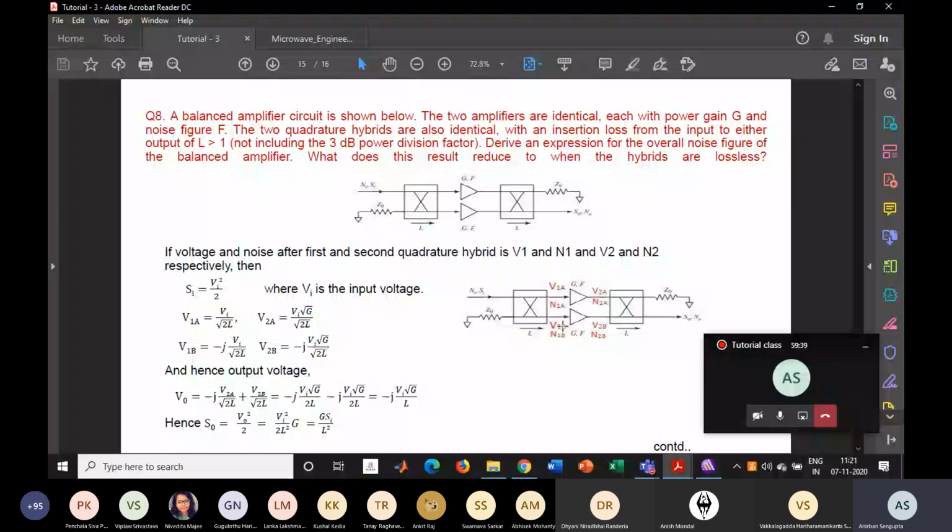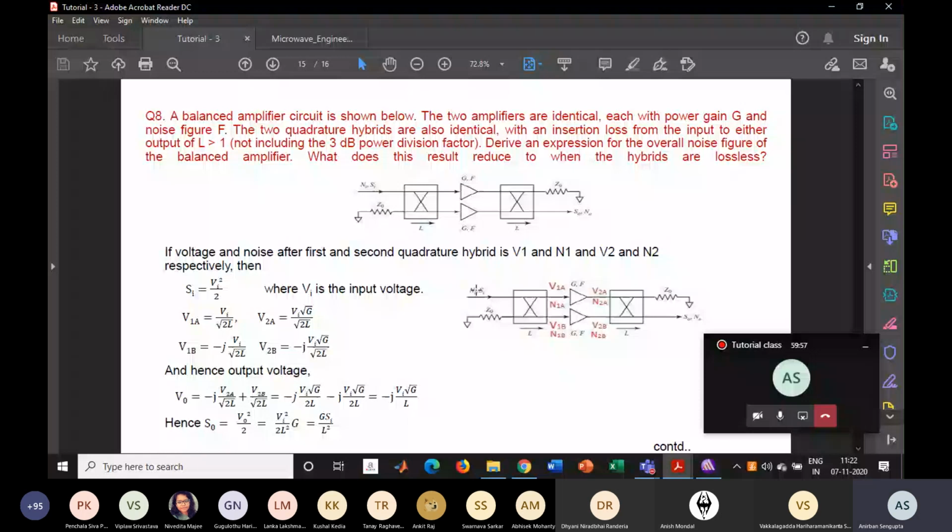Again, approximation for sinusoidal voltage and current source. So if I take Vi as the input voltage coming at the input port of the first quadrature, then what is the signal power? The signal power is Vi square by 2.